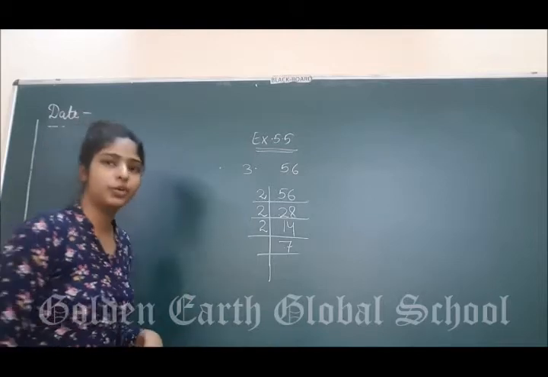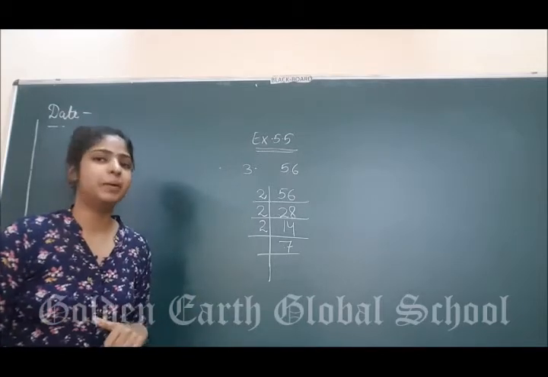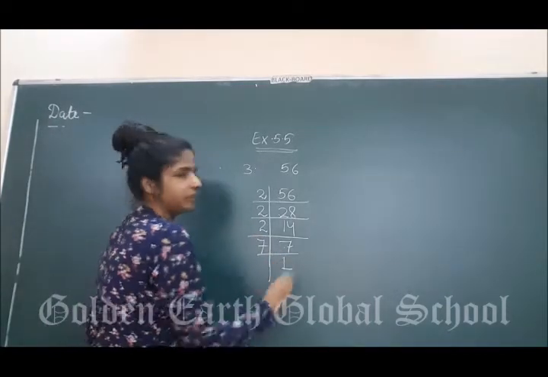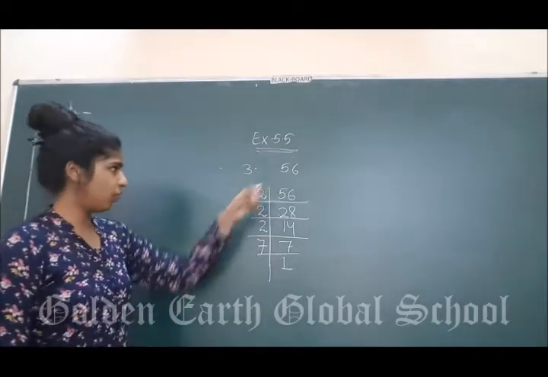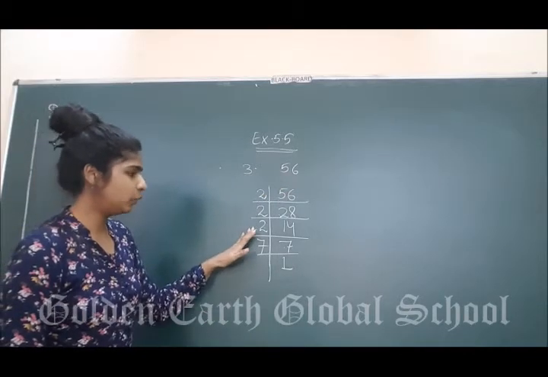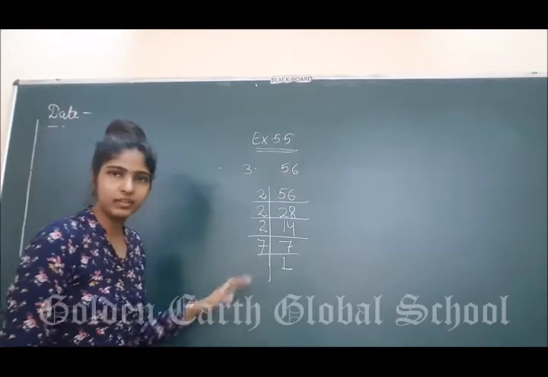No. Why did I not check 4? Because 4 is not a prime number. It is divisible on 7 itself. So the prime factorization of the number 56 is 2 multiply 2 multiply 2 multiply 7. Clear?